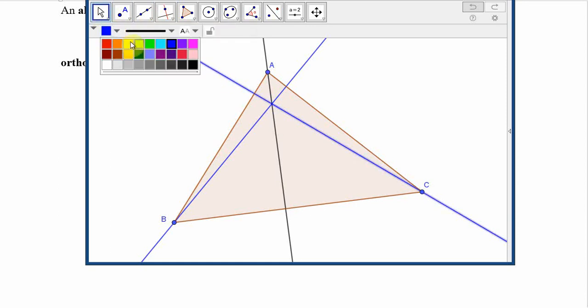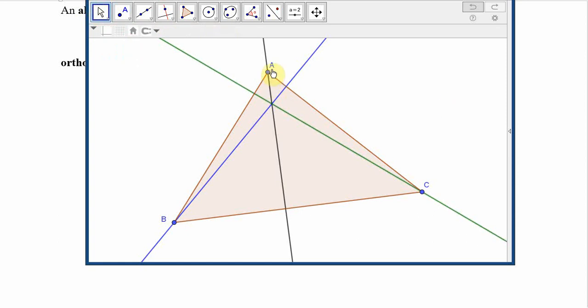and now I have, let me change the colors here, but essentially the black line, the green line, and the blue line are all perpendicular to their opposite sides. It goes from one vertex, from point B in this case, perpendicular to line segment AC, and then from C perpendicular to line segment AB. So all three of these line segments are called altitudes. And this point right here would be called the orthocenter.